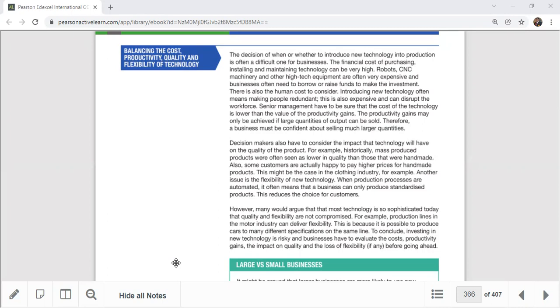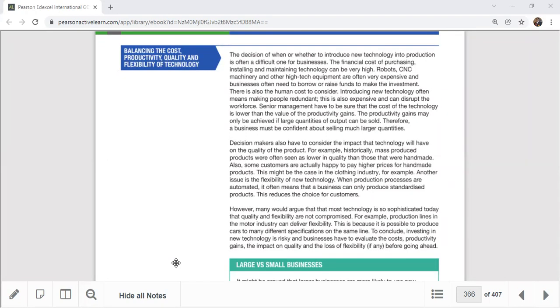Another issue is the flexibility of new technology. When production processes are automated, it often means that a business can only produce standardized products. This reduces the choice for customers. However, many would argue that most technologies are so sophisticated today that quality and flexibility are not compromised. For example, production lines in the motor industry can deliver flexibility. This is because it is possible to produce cars to many different specifications on the same line. To conclude, investing in new technology is risky, and businesses have to evaluate cost, productivity gains, and the impact on quality and the loss of flexibility, if any, before going ahead.